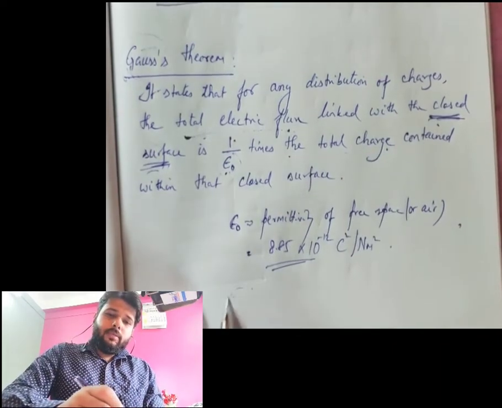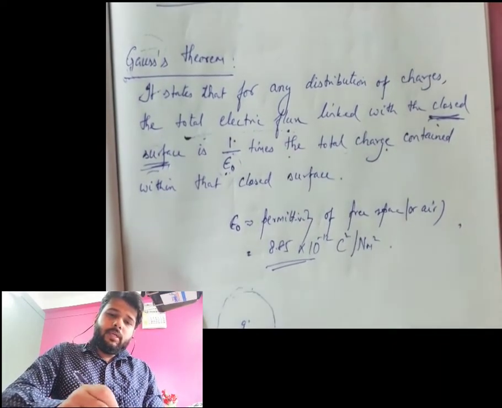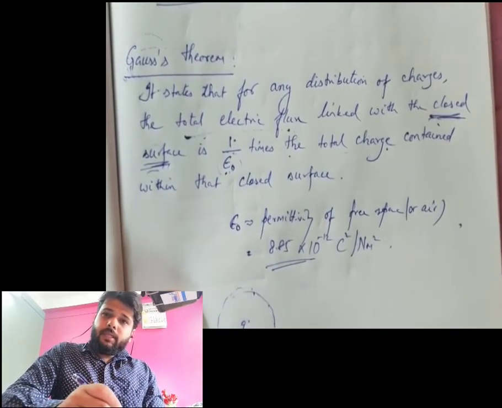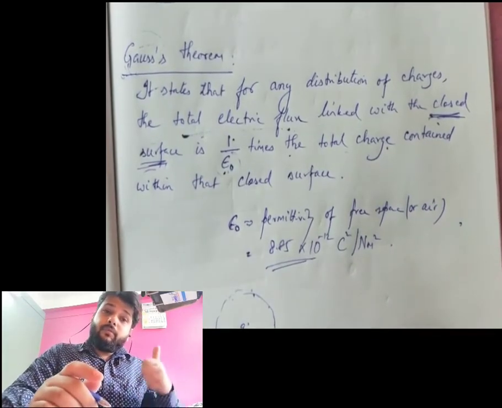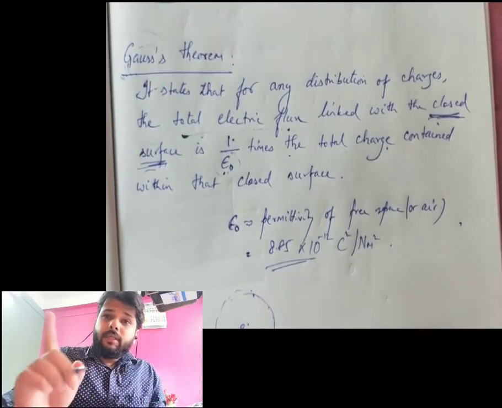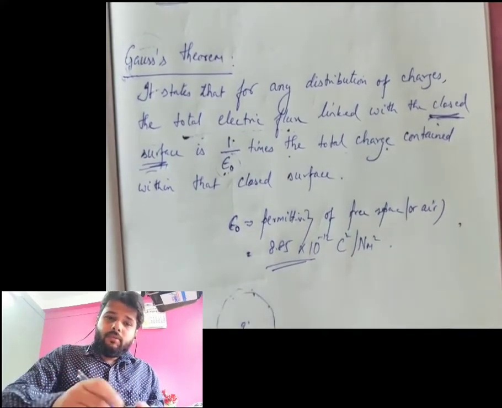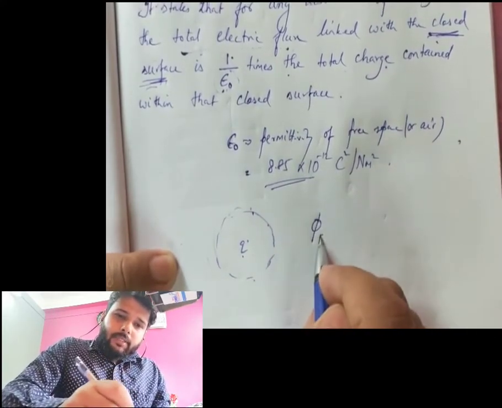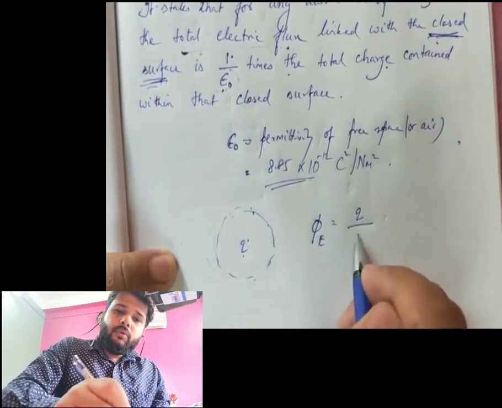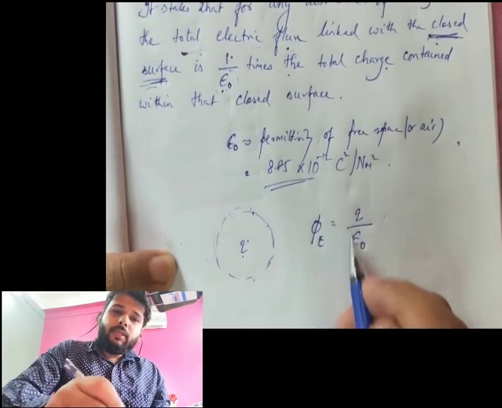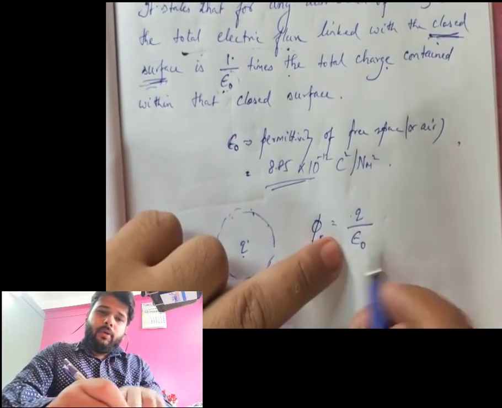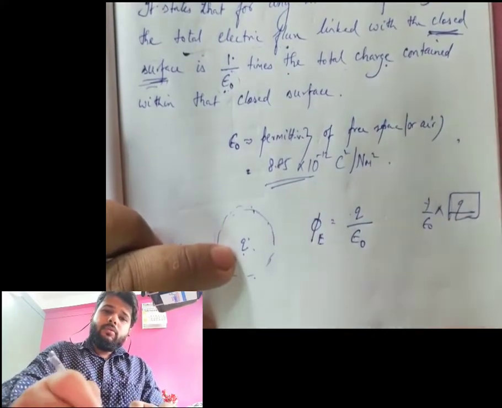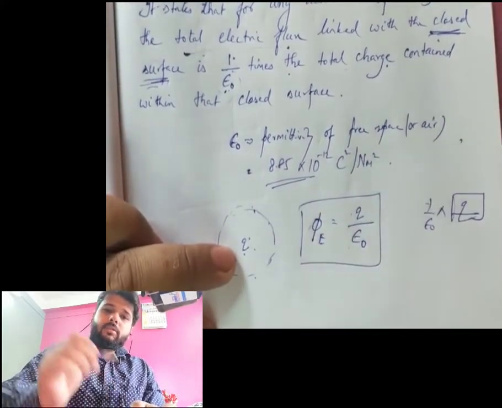Suppose there is a closed surface, and the total charge is Q. Always remember, electric flux is always linked with the surface, and in Gauss's theorem, electric flux is linked with the closed surface. Now they have said the electric flux linked with this closed surface is Q by epsilon naught, that is, 1 by epsilon naught times the total charge, and the total charge is Q. So this is Gauss's theorem.